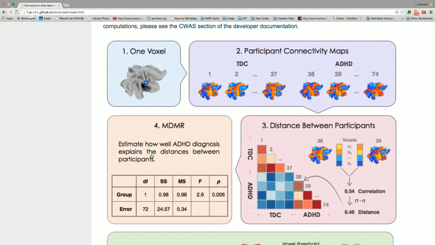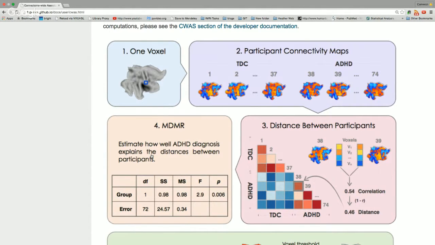So say you break it down into 4x4 voxels, and you end up with somewhere around 18,000. The number of tests you do is n times n minus 1 over 2, right? So if you have 18,000 voxels, you're essentially doing 18,000 times 9,000 tests. 18 times 9 is 162, so that's 162 million, I think, right? That's a lot of multiple comparisons.